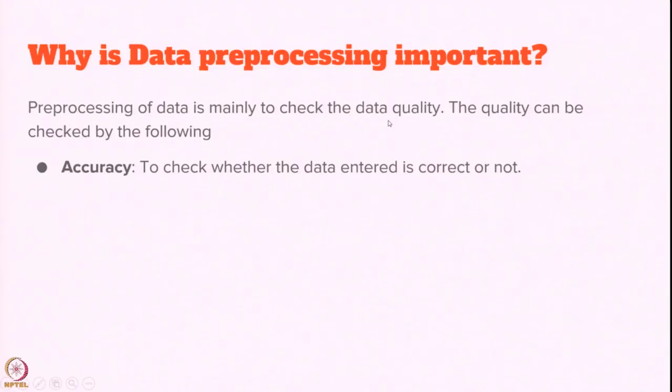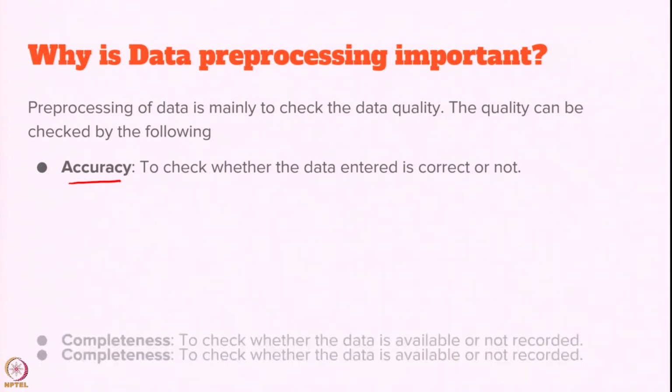In the previous video, we understood at an abstract level what is data preprocessing. Now we will understand in detail why data preprocessing is required. Data preprocessing is required mainly to check the quality of the data. Among them, we need to know accuracy, the first point. Accuracy is used to check whether the data entered is correct or not.